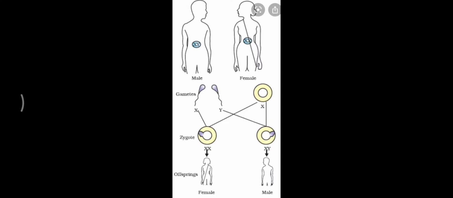So, this is the complete mechanism that we have discussed. We have also discussed autosomes, which are 22 pairs and are the same in male and female, and one pair of sex chromosomes which is different: XY in male and XX in female. The complete depiction is in front of you.